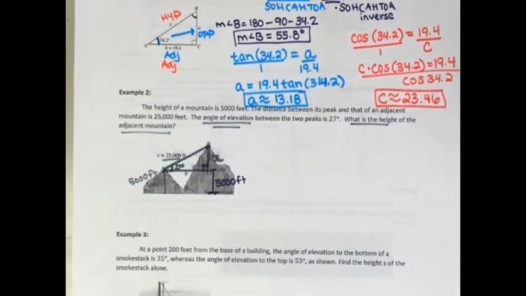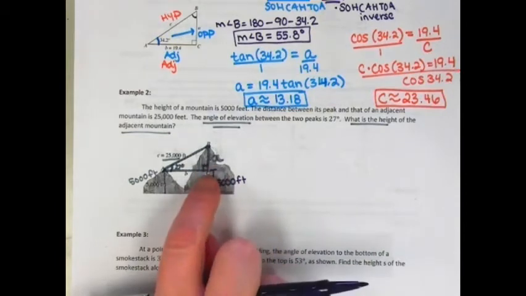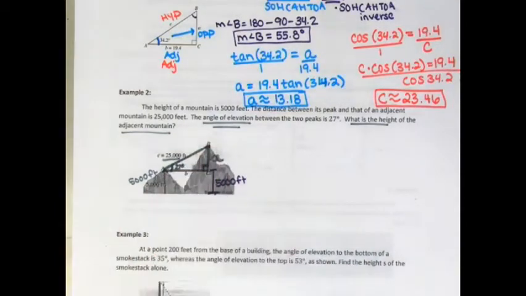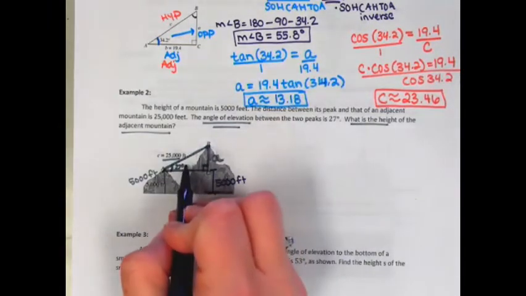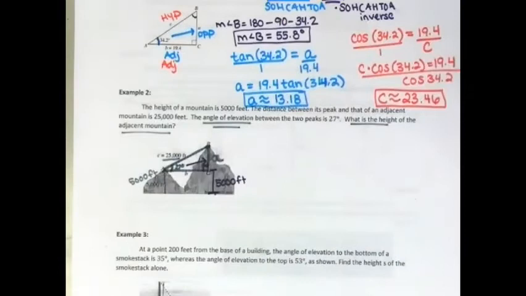So let's go ahead and find what A is. From my horizontal line to the peak, how high is that? Okay. So let's think about this. From 27, my A is what side?